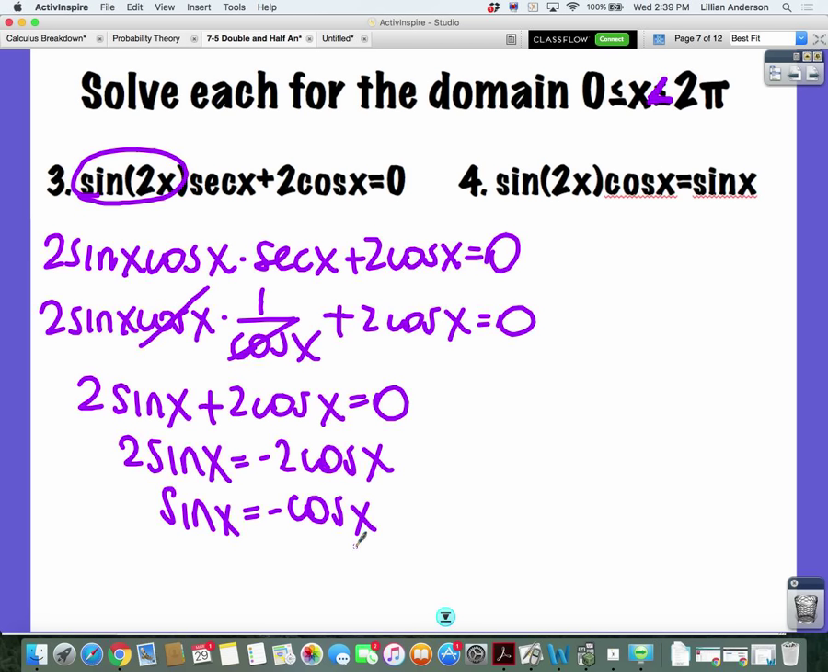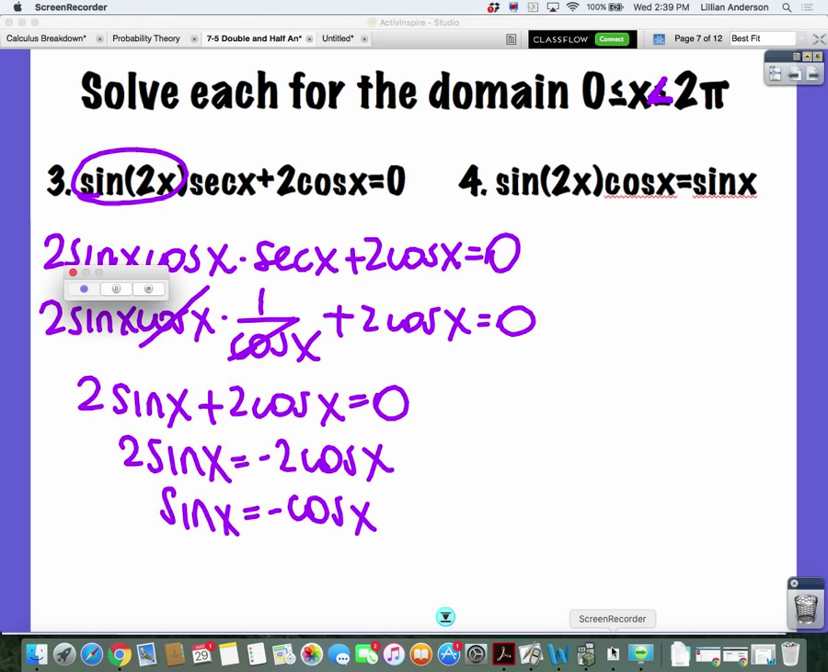And then what do you think you can do after you square both sides? Use a Pythagorean identity. Okay, hold on. One thing that you can do is to square both sides. When you square it, this will turn to a sine squared x. This will turn to a cosine squared x. Then you can use the identity.